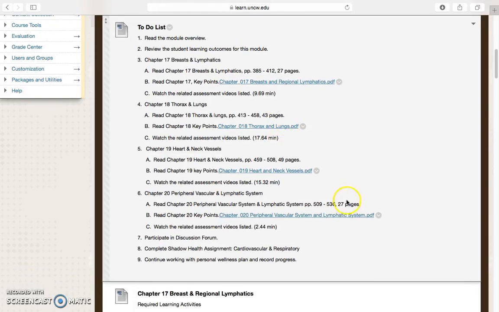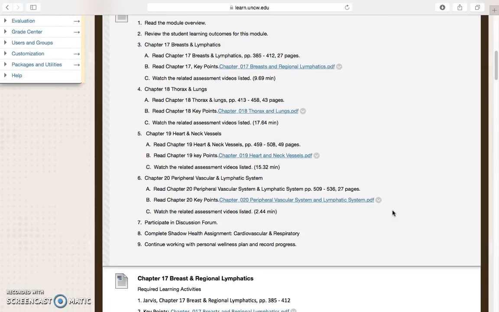I won't open the rest of these, but they are essentially the same as the first with regard to key points, guidelines, and a discussion on how you can best formulate your assessment with regard to the lungs, the heart, neck, and vessels, and the peripheral vascular system.